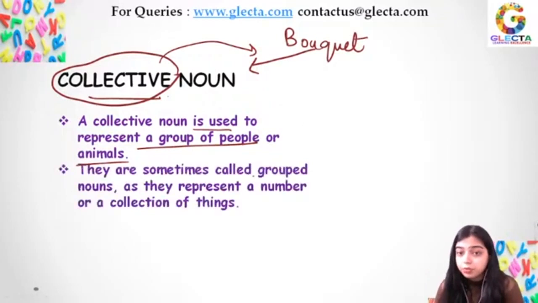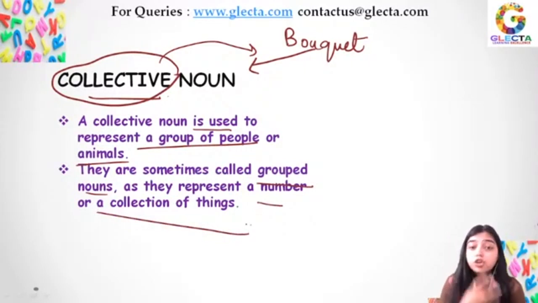They are sometimes called grouped nouns as they represent a number or a collection of things. The reason they're called grouped nouns is because they provide us with the group name of something with a collection of something. Let us move forward and discuss a few examples of collective nouns.